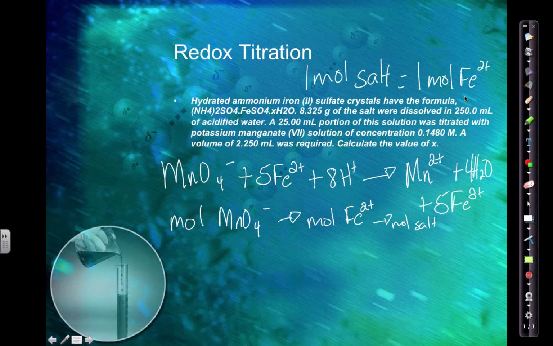So first thing, I have 2.25 milliliters. Well, anytime I'm working with molarity, I have to have it in liters, so I'm going to start off with 0.00225 liters. And I'm going to go to moles using my molarity. So moles of the permanganate on top, 1 liter is equal to 0.148 moles.